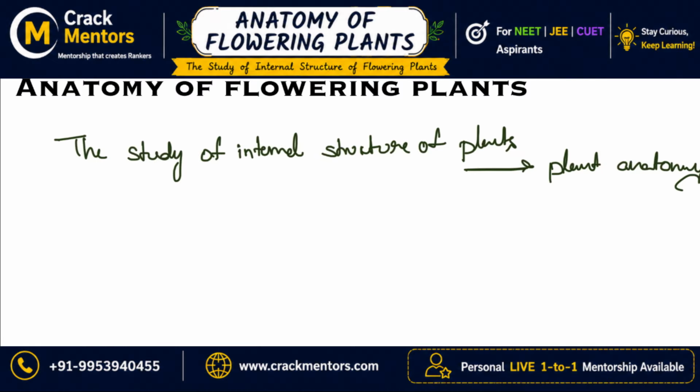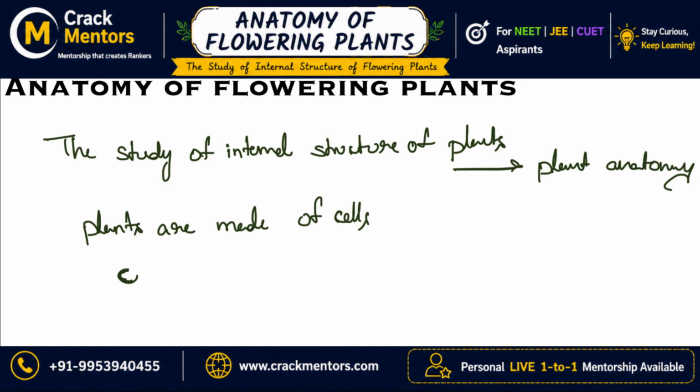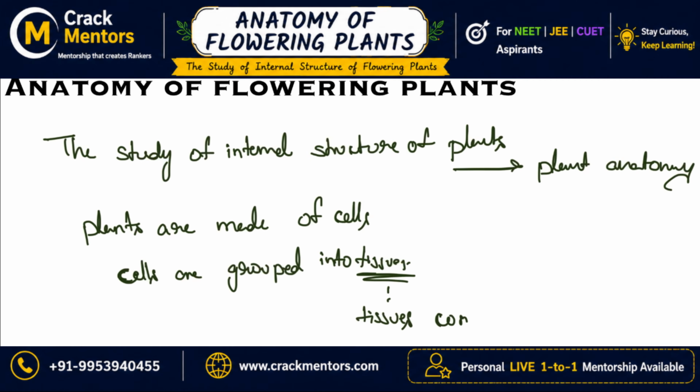Coming to the organization in plants, plants are made of cells, just like animals. Based on similarities in functions of cells, these cells are grouped together to form tissues. And then these tissues combine and form different organs, like root, stem and leaf.